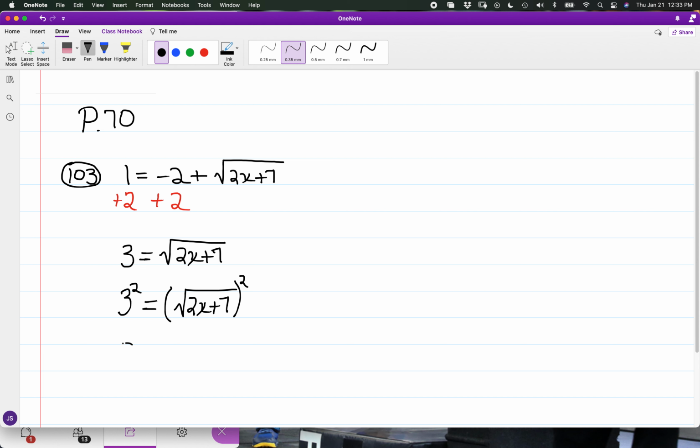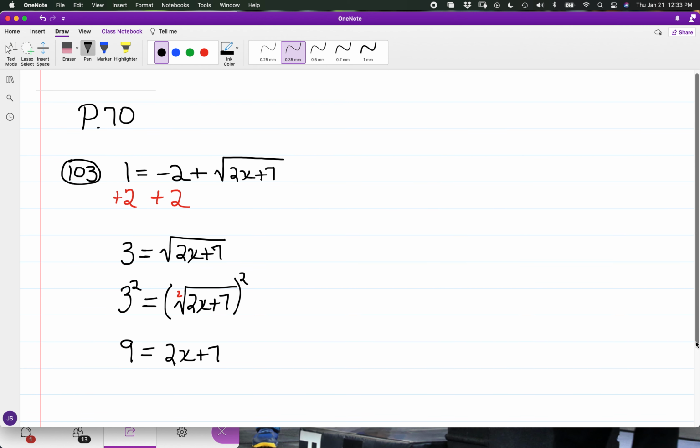Okay, so I have 3 squared, which is 9, and squaring out the square root of 2x plus 7. Remember, with square roots, implicitly you have the index number. The radical index is going to be 2, which you very rarely will see in any publication. So we have 9 is equal to 2x plus 7.